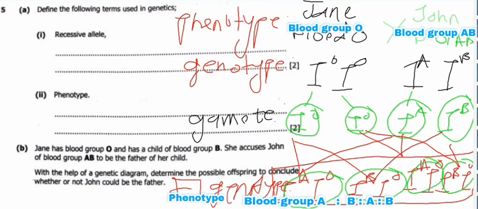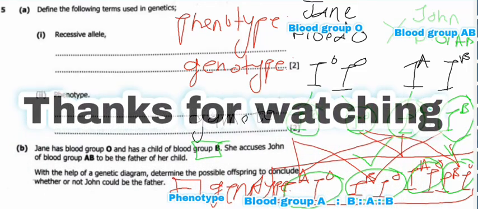So we can conclude that John was the father to the child. Why are we saying John was the father to the child? Because the child was having blood group B, and here at least we have 2 children with blood group B. So John was the father. So that was the last one.